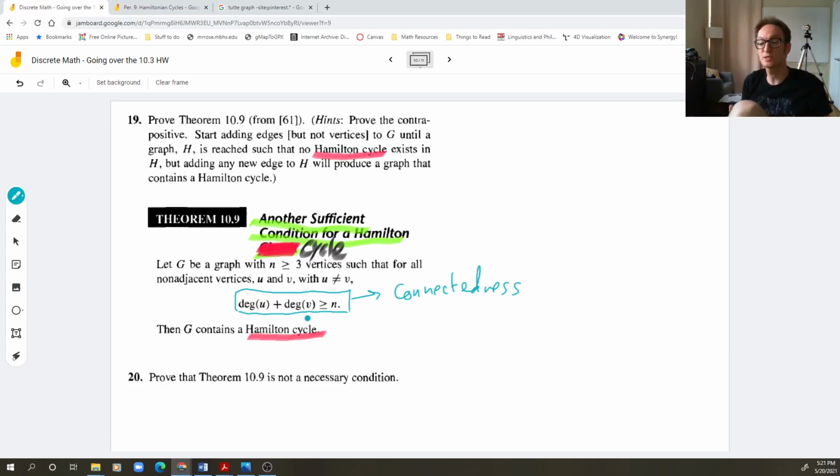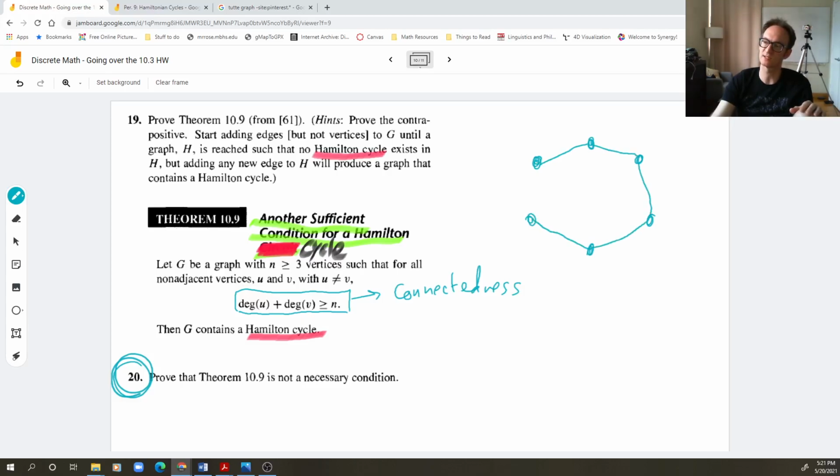Okay, the final thing to do is prove that this is not a necessary condition. Of course, it's not a necessary condition. I can make a very boring graph that has a Hamiltonian cycle. How about this? This is just the cycle graph C6. It's Hamiltonian. But of course, it does not meet this condition, because every vertex has degree 2, and so the sum of the degrees of any two vertices will be just 4, and yet n is 6. So this is absolutely not a necessary condition, but it is a sufficient condition.